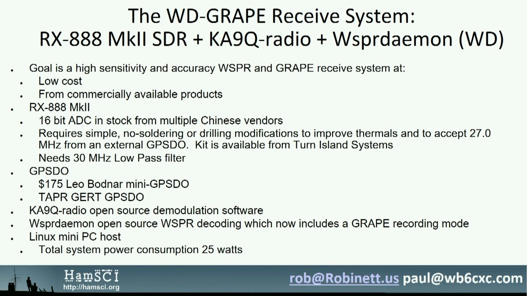A complete system, like the GRAPE system, requires a GPS disciplined oscillator. The Bogner at $175 is a typical example; that's the standard GPSDO we use. The TAPR group, which we work closely with, also has a lower cost GPSDO under development. So the goal is, of course, to continue to reduce the cost of the overall system. Everything in here is open source software, except for this thing, and except for this hardware.